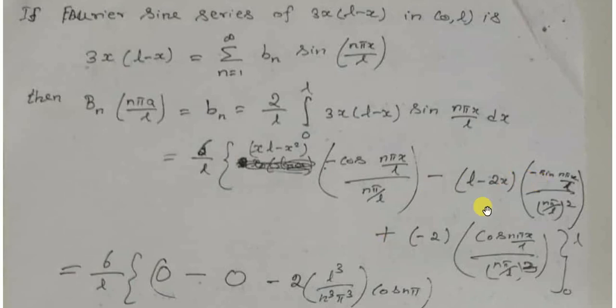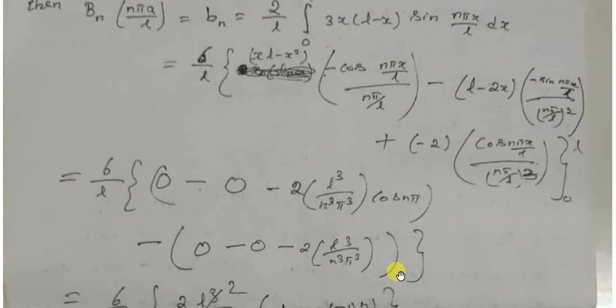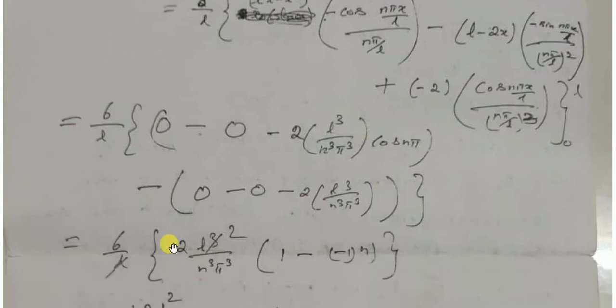Then next plus, if I differentiate this minus 2x I will get minus 2, if I integrate sin I will get minus cos, so minus of minus plus cos n pi x by L divided by, the coefficient of x is n pi by L, so that n pi by L I have to divide, so altogether n pi by L the whole cube. Now the next term will not exist because the derivative of minus 2 is 0. So the expansion stops here and the limits are from 0 to L. So first substitute the upper limit for x as L, you will get this, and lower limit as 0, you will get this. So subtracting these two, you will get this expression.